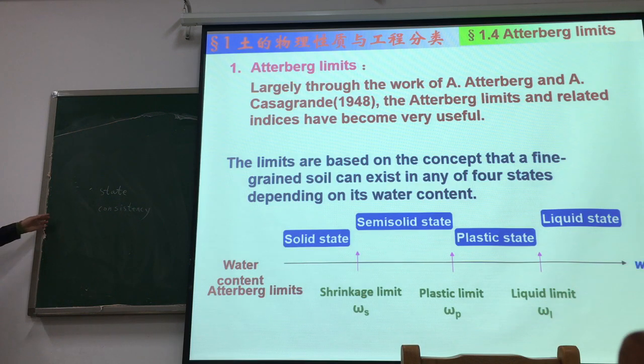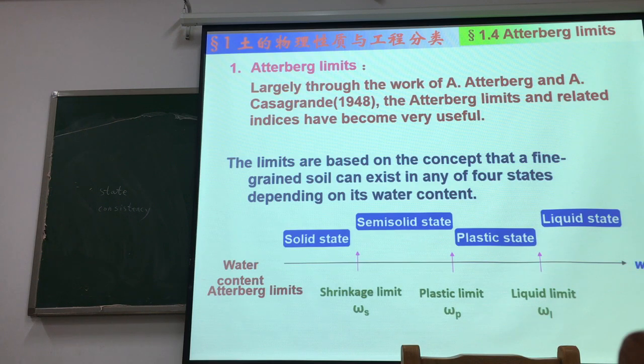Maybe the indexes, the physical state indexes, were suggested by the article in 1948 by Atterberg and Casagrande. Atterberg and Casagrande suggested the physical state indexes, or the limit water content. Okay.